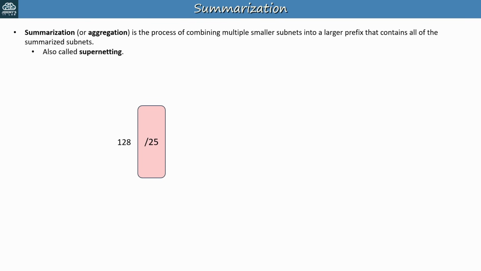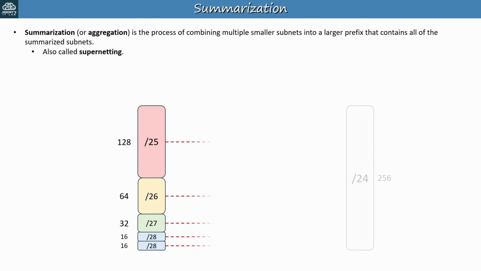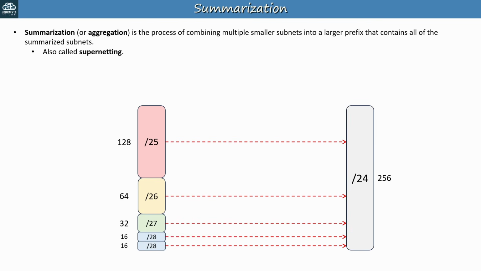So let's say we have the following subnets: a /25 subnet with 128 total addresses, a /26 subnet with 64 addresses, a /27 subnet with 32 addresses, and 2 /28 subnets, each with 16 addresses. These subnets can be summarized into a single /24 prefix. This one /24 contains those 5 smaller subnets. It's a summary of those subnets.